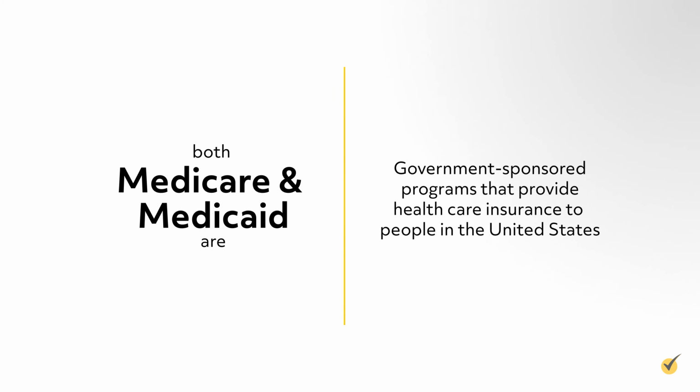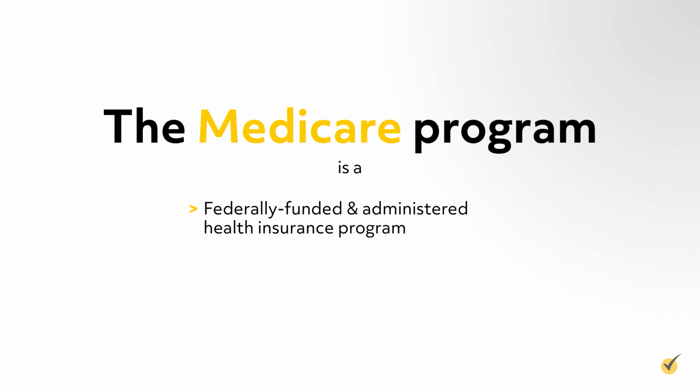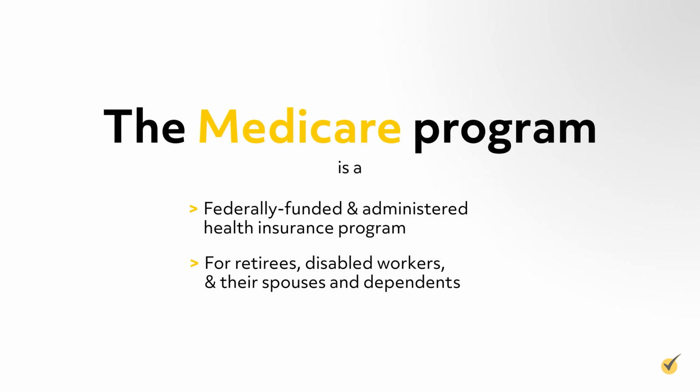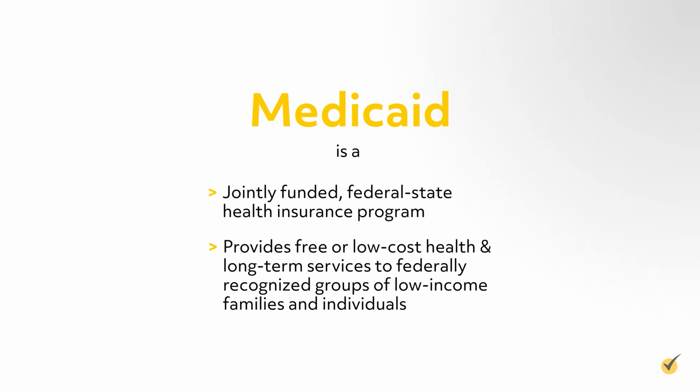That was a lot of information, so let's do a quick recap. Both Medicare and Medicaid are government-sponsored programs that provide healthcare insurance to people in the United States. The Medicare program is a federally funded and administered health insurance program for retirees, disabled workers, and their spouses and dependents. In contrast, Medicaid is a jointly funded federal-state health insurance program that provides free or low-cost health and long-term services to federally recognized groups of low-income families and individuals.